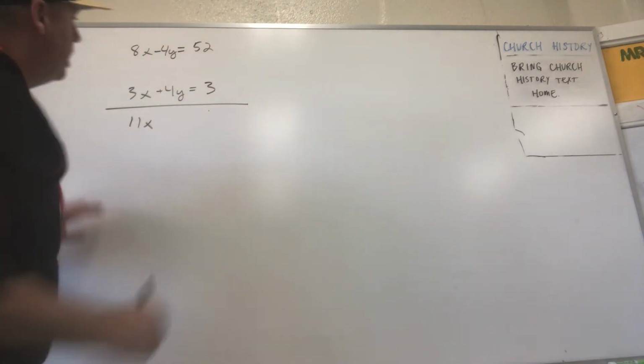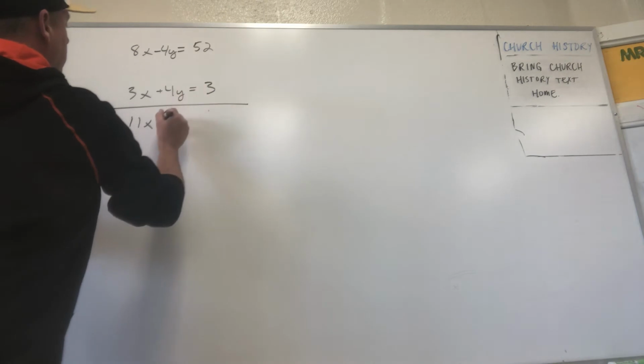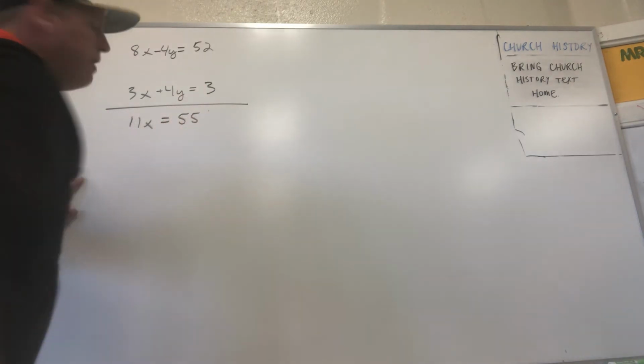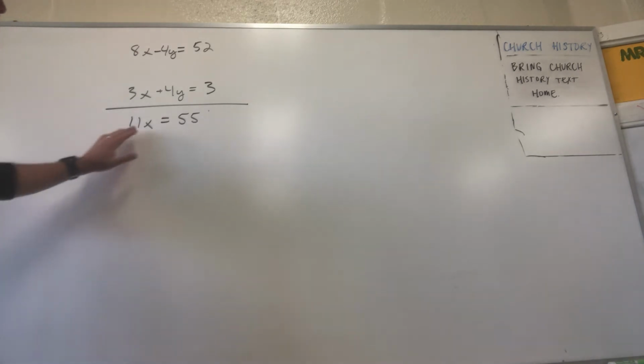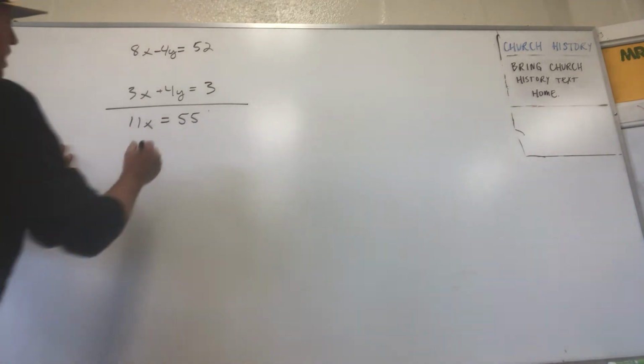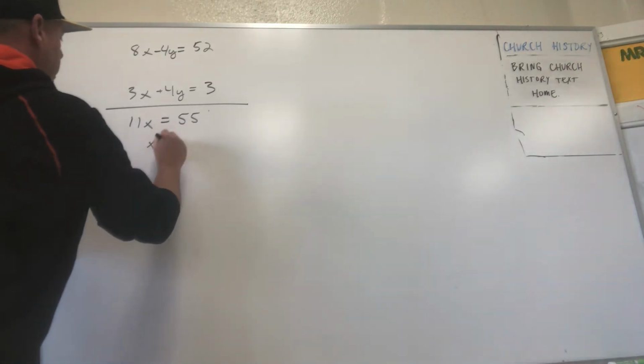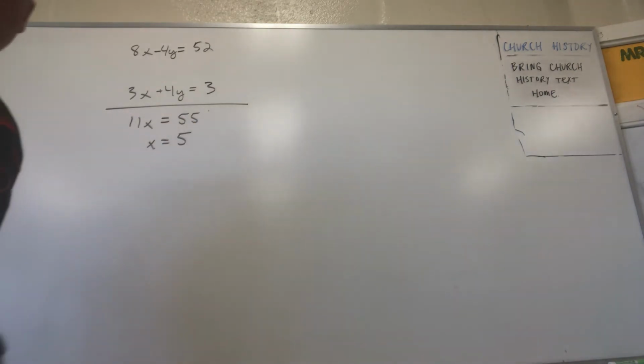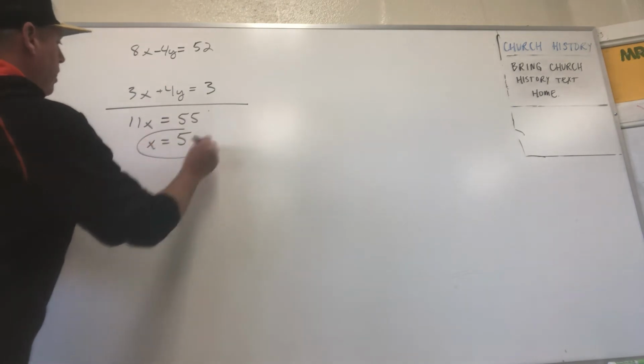That's the elimination method. And then we have 52 plus 3 equals 55. Do you see that? 11x equals 55. That means x is going to equal 5. I just solved for one of the variables right here.